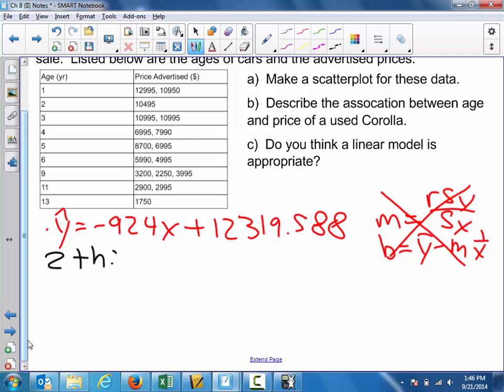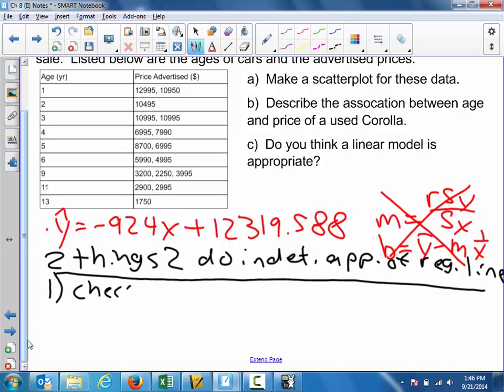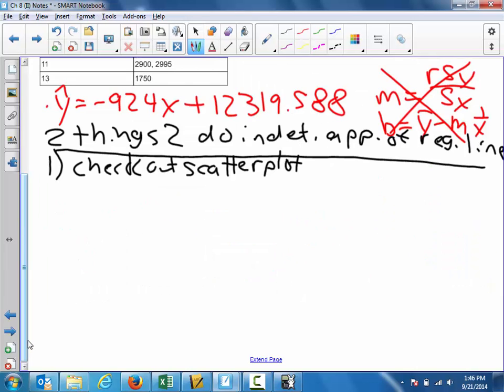Okay, so let me recap here. There are two things you want to do in determining appropriateness of the regression line. The first is that you need to check out the scatter plot of the data. You need to make sure that the straight enough condition is being met from the scatter plot, and that you don't have any crazy outliers, et cetera.